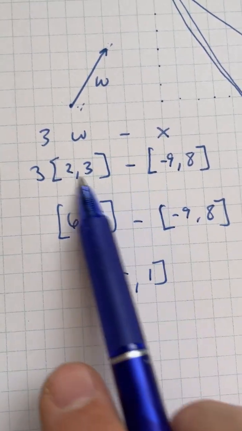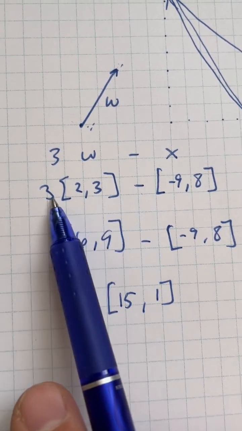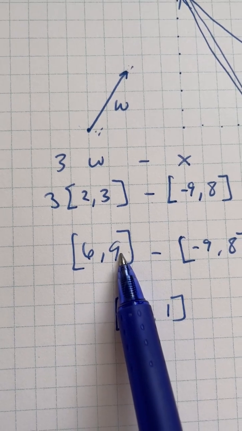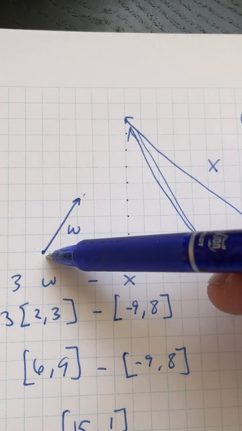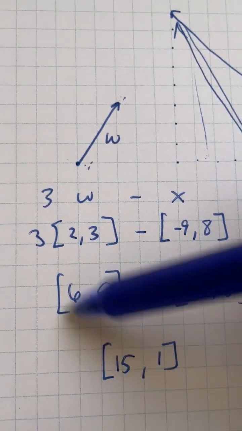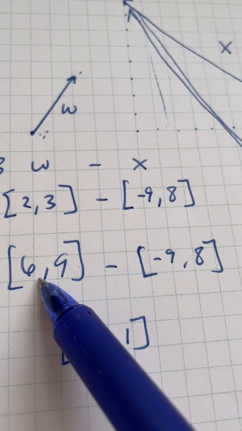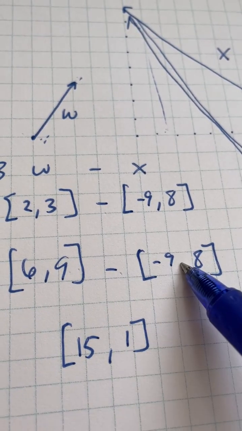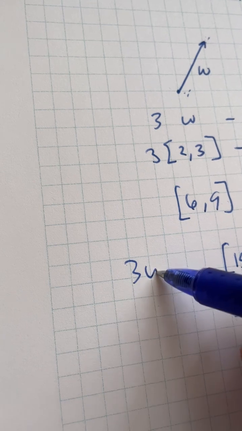All right, but this problem, it's not just adding w plus x, it's 3w minus x. So I'll do it numerically. It's 3 times w minus x. Then 3 times w is just (6, 9). So if this is w, then 3w would be like that. Instead of 2 over, it'd be 6 over. Instead of 3 up, it'd be 9 up. Anyway, 3w is (6, 9), and then you're subtracting x. I'll subtract 6 minus negative 9, 15, and 9 minus 8, 1. So this is 3w minus x.